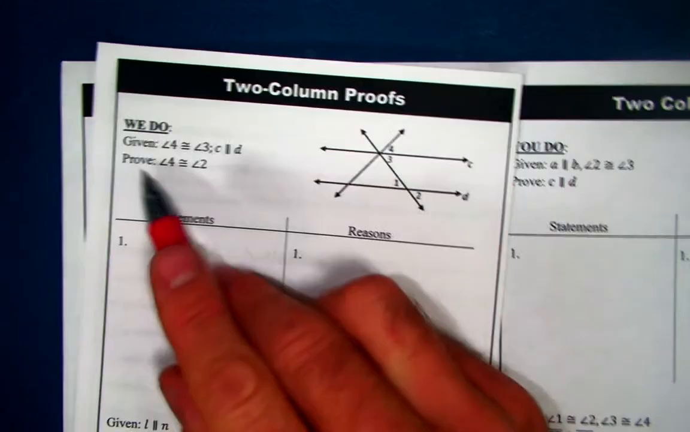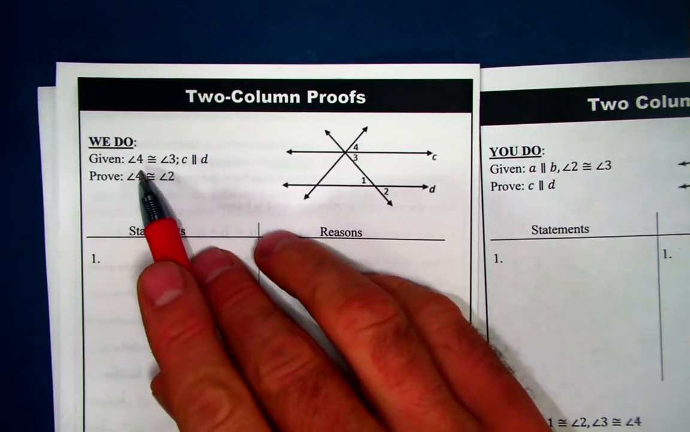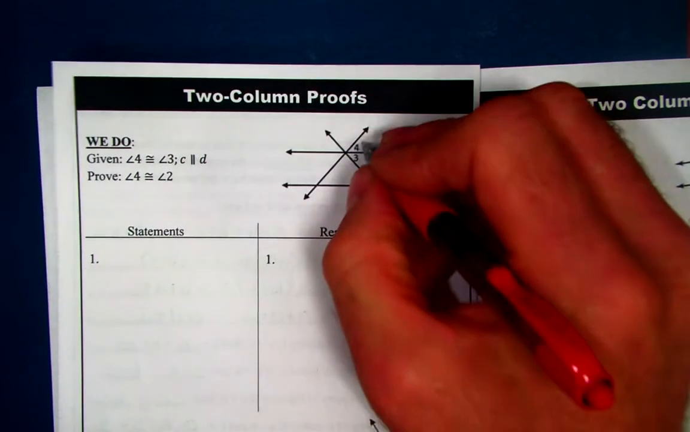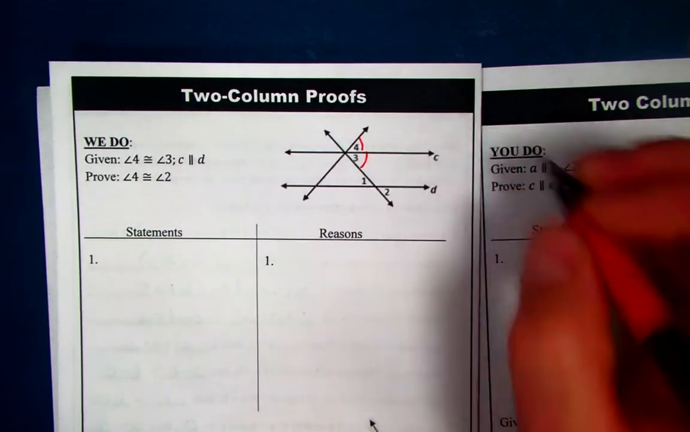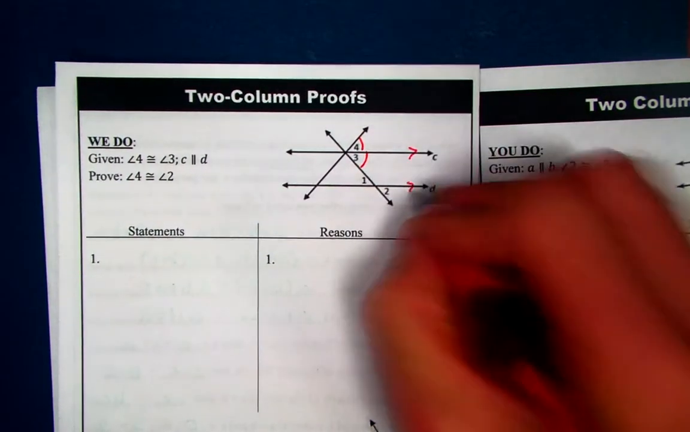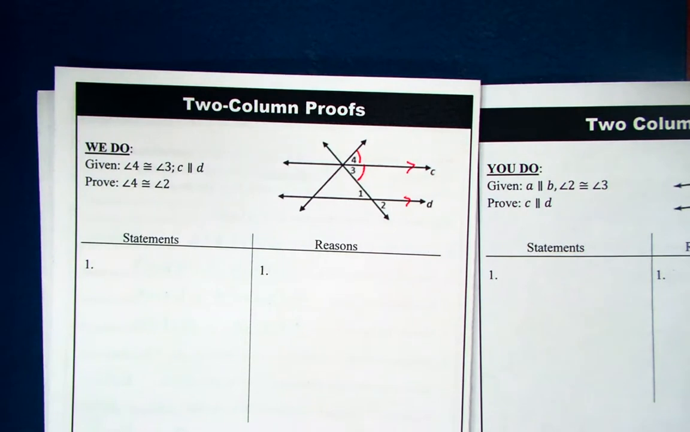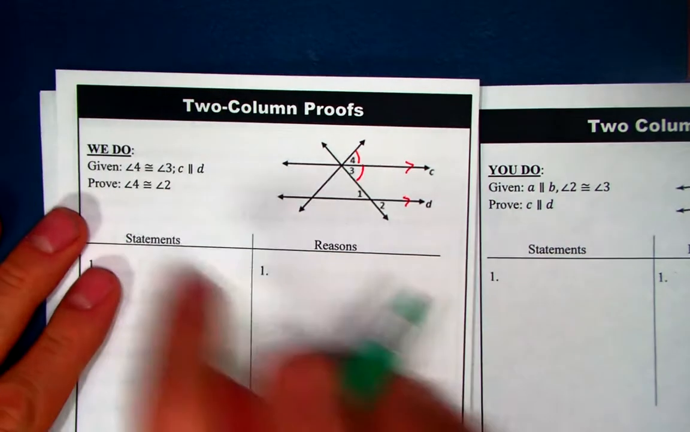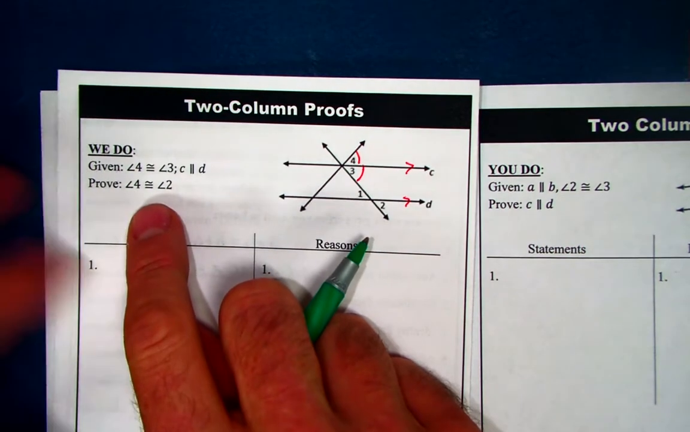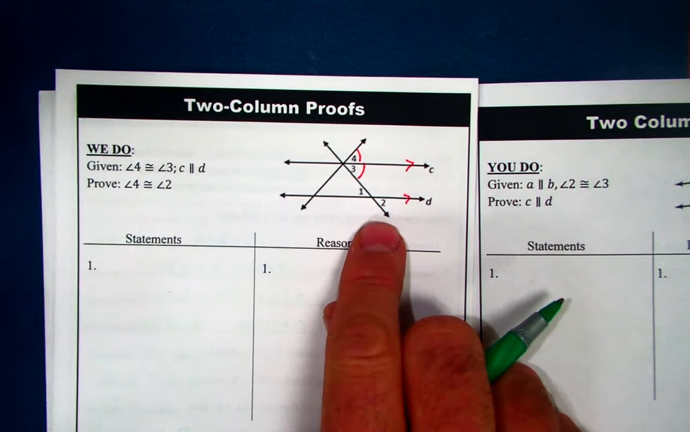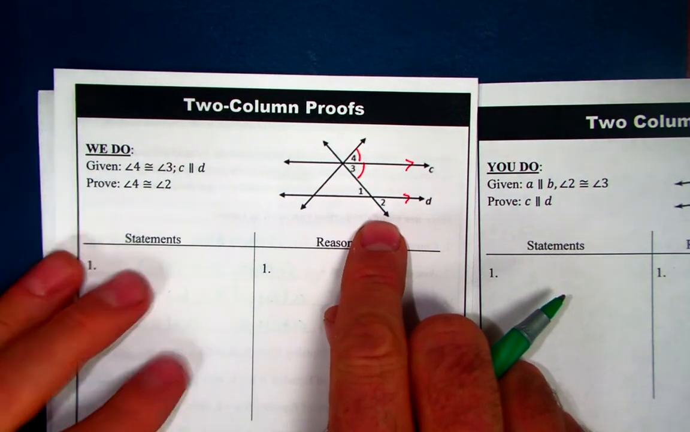So what I like to do is just start out by labeling what we know to be true. 4 and 3 are congruent, and C is parallel to D. So we write that down. We also need to keep in mind, just from the diagram itself, what do we know is true? Okay, so I'm going to do that in a different color.